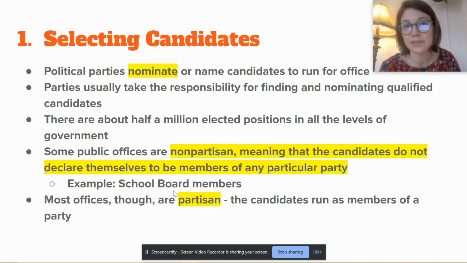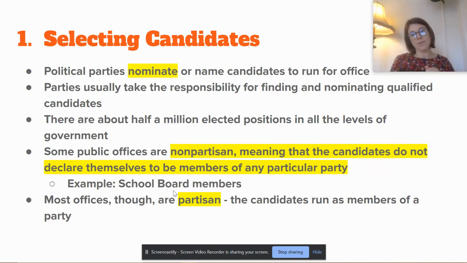Let's approach them and say, you're really well known in the community. We want to help you get nominated to this position in office, because if you're elected, we think that you are going to enact policies that support the party. Across our government, all three levels, state, local, national, there's about 500,000 elected positions. So political parties have a major role in putting people into these positions.